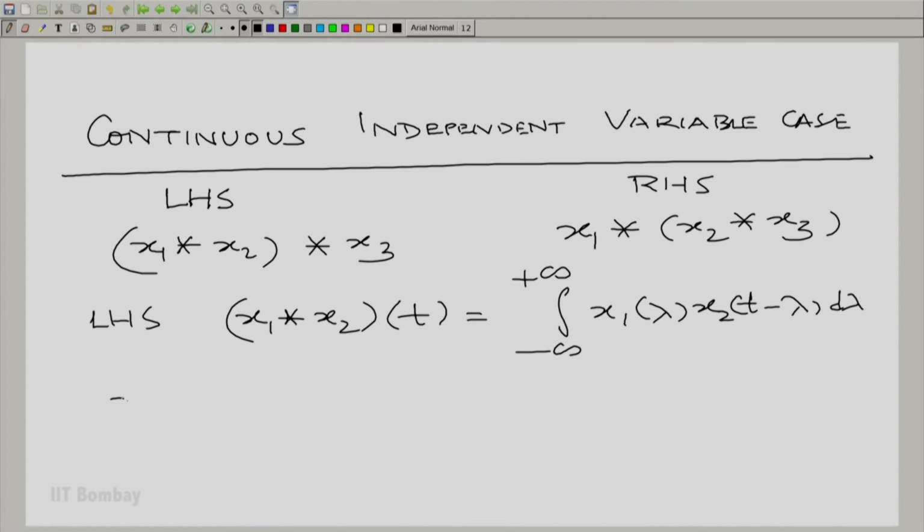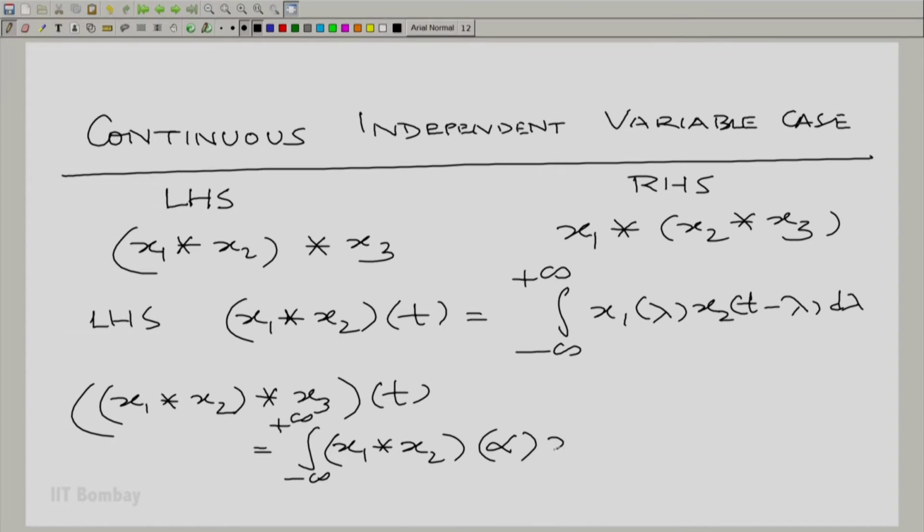And then x1 convolved with x2 and then convolved with x3 evaluated at t is the integral of (x1 convolved with x2) evaluated at alpha, multiplied by x3 at t minus alpha, integrated with respect to alpha from minus to plus infinity. And now we need to substitute for this from the previous expression, x1 convolved with x2 at t.